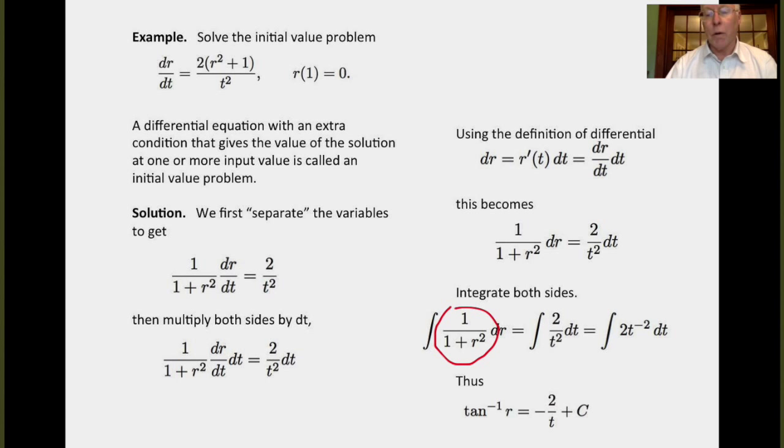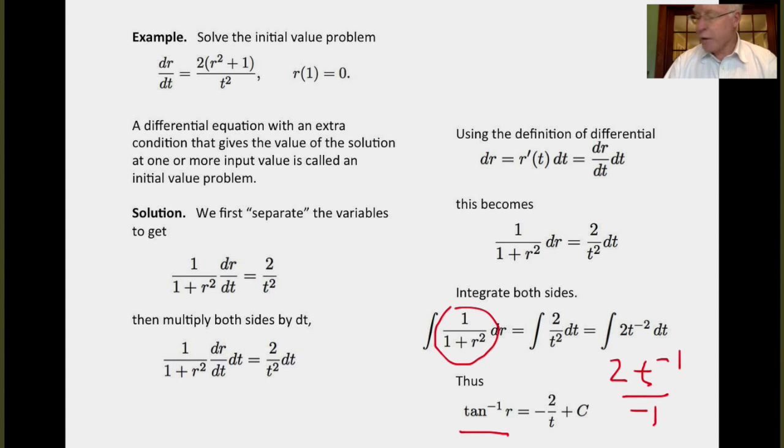So the integral, or indefinite integral, or antiderivative of 1 over 1 plus r squared dr is inverse tangent of r. Likewise, 2 over t to the minus 2 is easy to integrate. We get 2t to the minus 1, so add 1 to the exponent, divide by the new exponent, and that gives us minus 2 over t plus c.